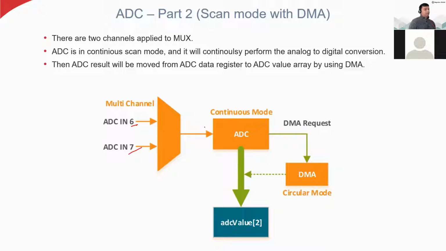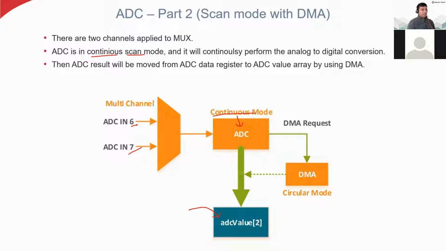And then I am connecting this to the ADC. Because this is a continuous scan mode, the ADC will continuously perform the analog to digital conversion. After it performs the conversion, there will be a digital data result. This data must be stored into some memory, so for example, this is the ADC value register array.